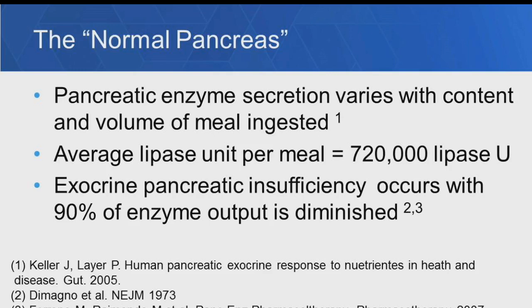In general, with every meal, the human pancreas will make approximately 720,000 units of lipase. Exocrine pancreatic insufficiency occurs when the gland is approximately 90% diseased. So this already gives you an idea that for you to have exocrine pancreatic insufficiency, the gland truly needs to be sick. And if everything looks completely normal, the likelihood that you are going to have exocrine pancreatic insufficiency is relatively low. Yes, there are exceptions to the rule, but I want you to get the big picture and the right message.